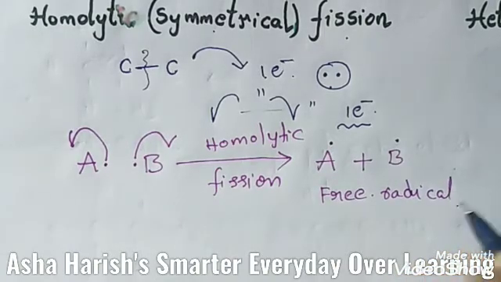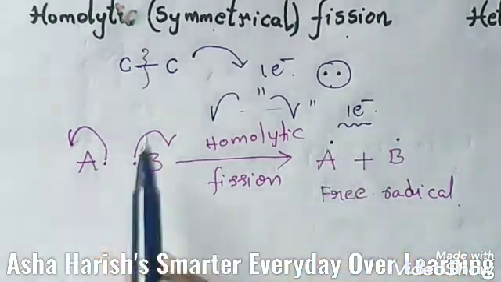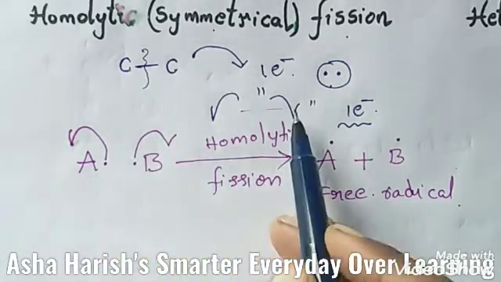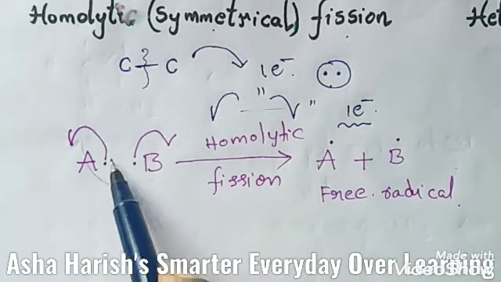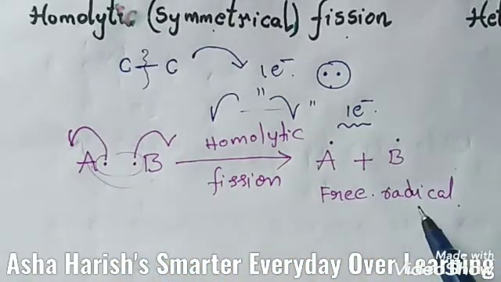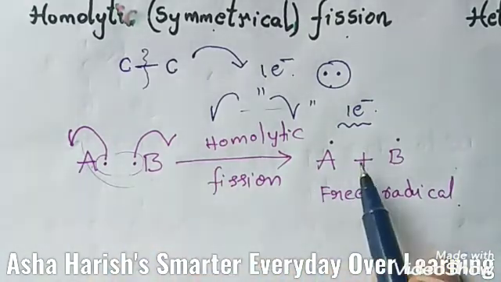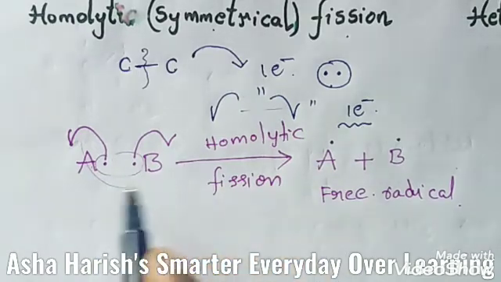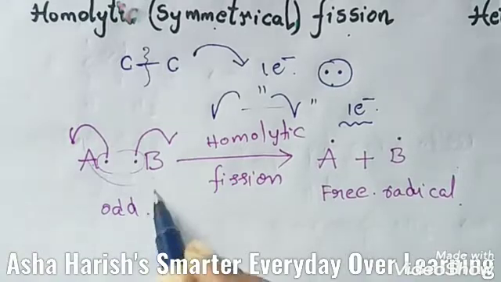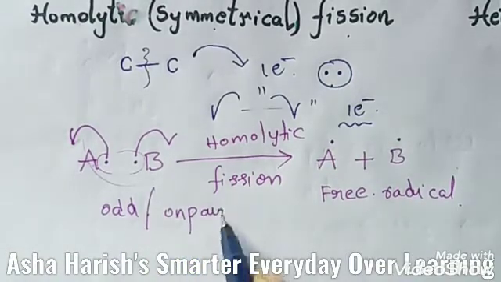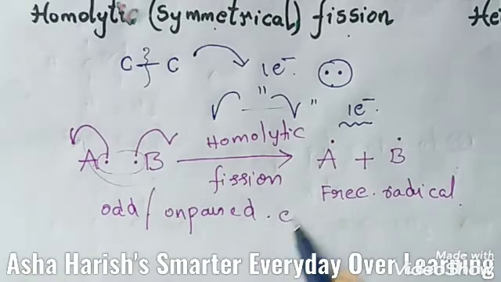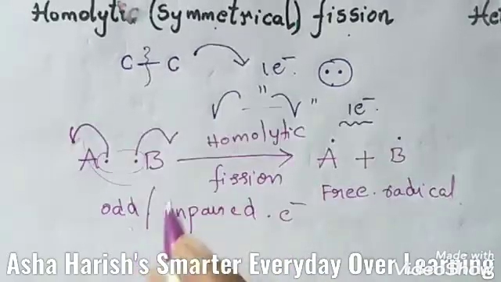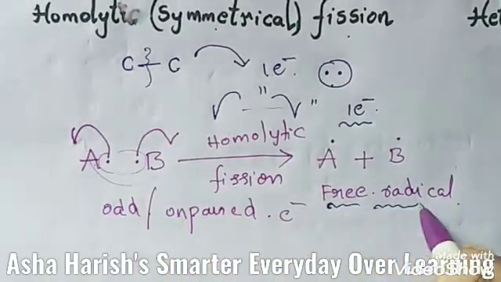So by seeing this example, you came to know that the covalent bond breaks so that each atom takes away one electron of the shared pair. Now free radicals should be formed. The neutral chemical species such as A and B, which contain an odd or unpaired electron, and which are produced by homolytic fission of covalent bonds, are called free radicals.